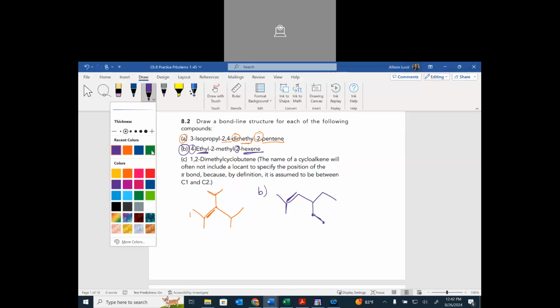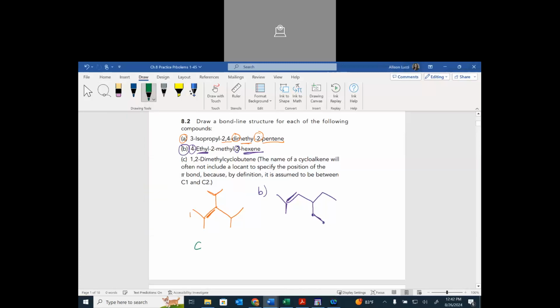And while we're here, let's take a look at C. So C is a little different. We have a cyclo structure in the name. So we don't need a locant to specify the position, because we assume that it's between carbon 1 and carbon 2 when we have a cyclic structure. So let's draw what cyclobutane would be, right? So our cyclic alkane with 4 carbons would be a cyclobutane.